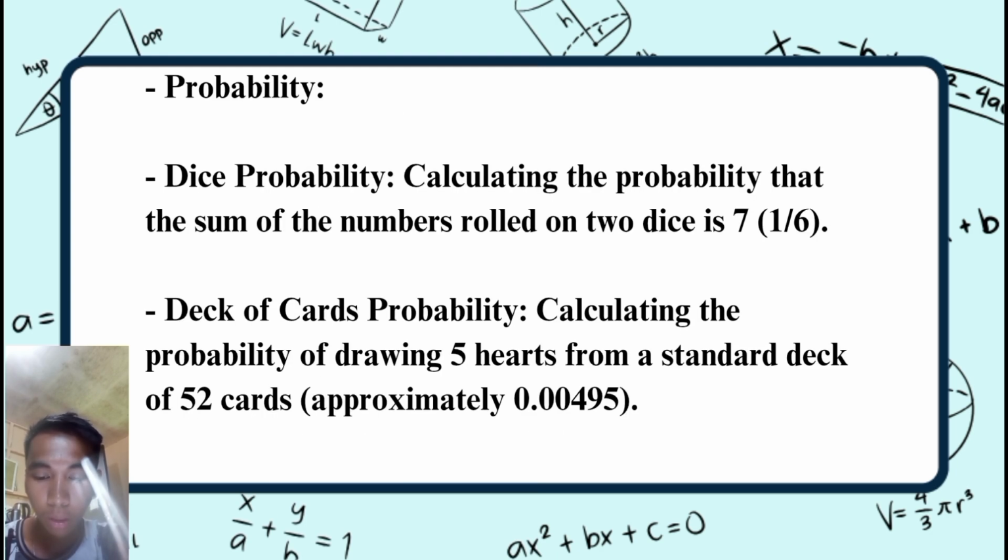Probability. Dice probability, calculating the probability that the sum of the numbers rolled on 2 dice is 7, 1/6. Deck of cards probability, calculating the probability of drawing 5 hearts from a standard deck of 52 cards, approximately 0.00495.